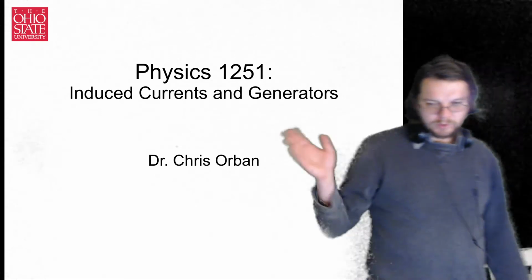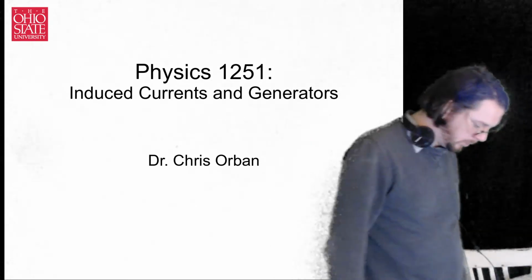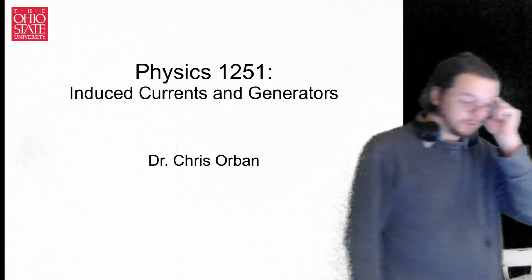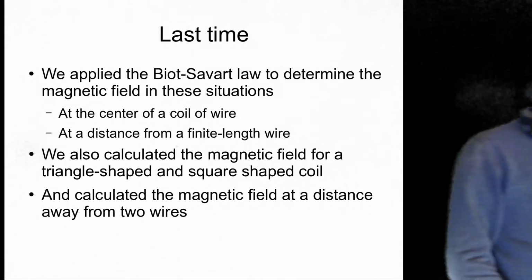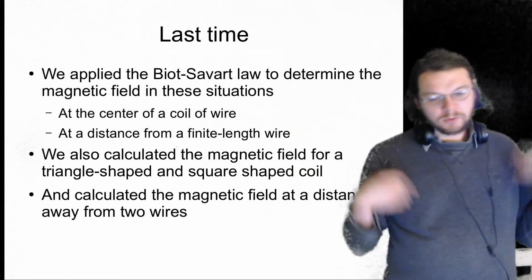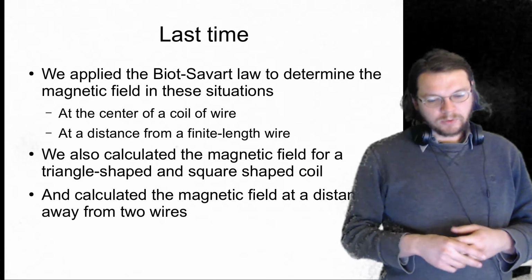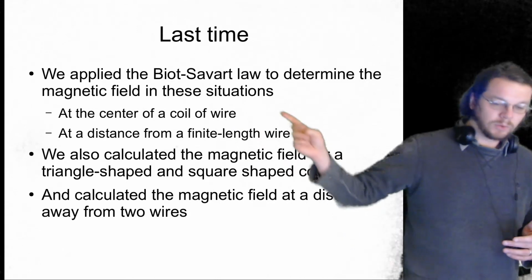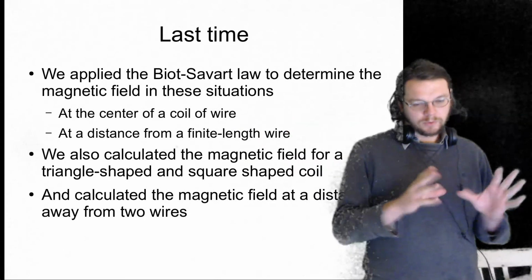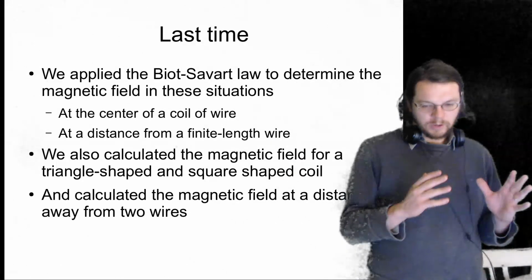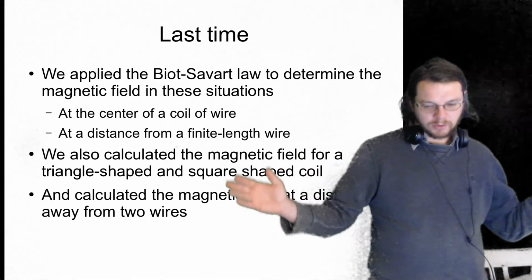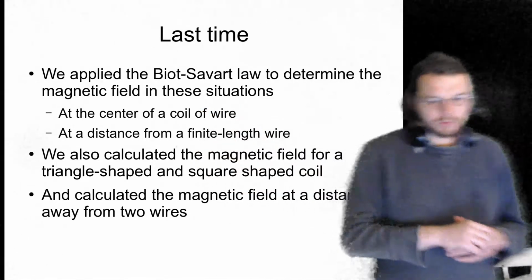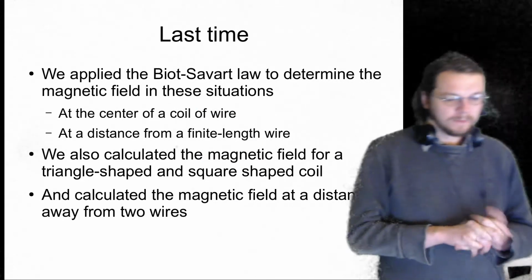Hey everybody, we are moving on to a new topic within our discussion of electromagnetism. So we're going to be talking about some new stuff today. Last time we talked about the Biot-Savart law, which is how one figures out the magnetic field in different situations. So, for example, at the center of a coil of wire, or if there's some loop of wire that might be a triangle or a square or a pentagon or hexagon, whatever. You can use some of the stuff from that lecture with the Biot-Savart law to figure that out.